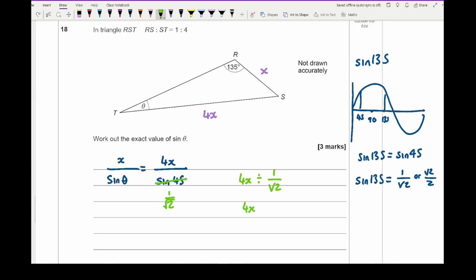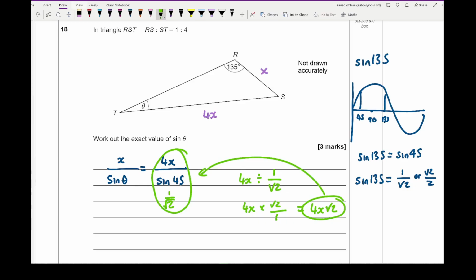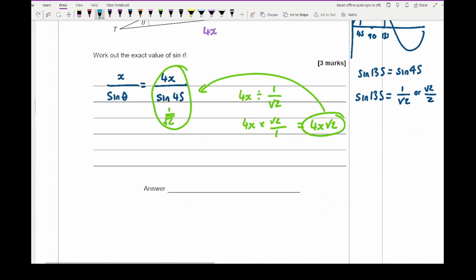Flip the second fraction, so that becomes a times, and so all of this is going to be equal to 4x root 2. So these two things here are equal. If I go down so I've got a bit more space, I've got x over sine theta equals 4x root 2.